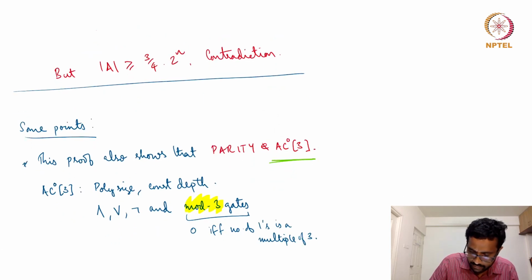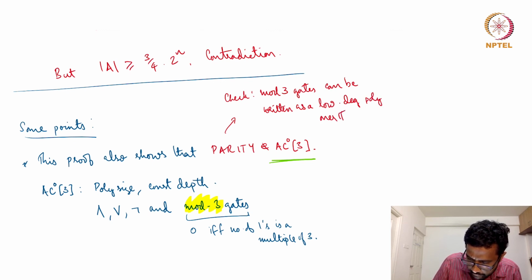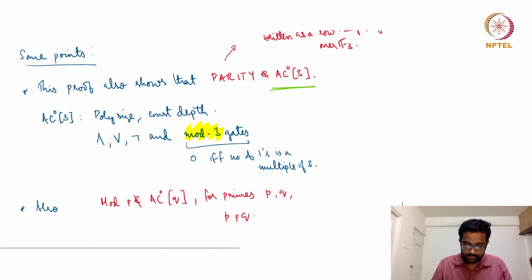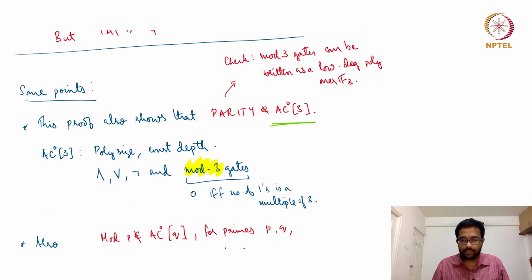So maybe I'll just write here. Check: mod 3 gates can be written as a small, low degree polynomial over F3. F3 once again is the field 0, 1, 2, and everything happens modulo 3, right? In fact, exactly the same proof works.